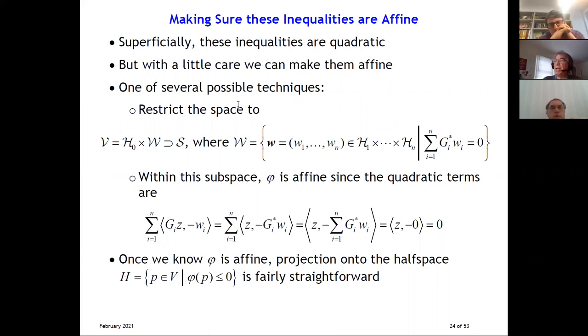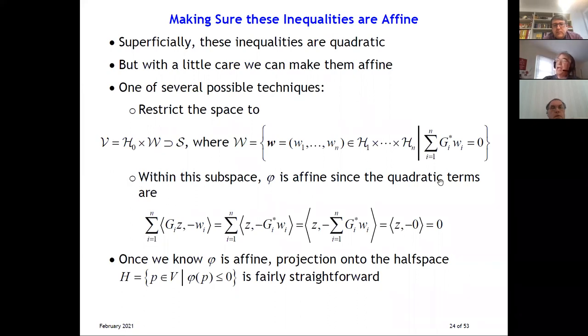So the technique I'm going to use here, and there are several others, is just to say, look, I'm going to restrict my whole algorithm to this space V, which consists of H naught, and then points W equals W1, ..., Wn, such that these linear equations are true. Now this clearly contains the target set.